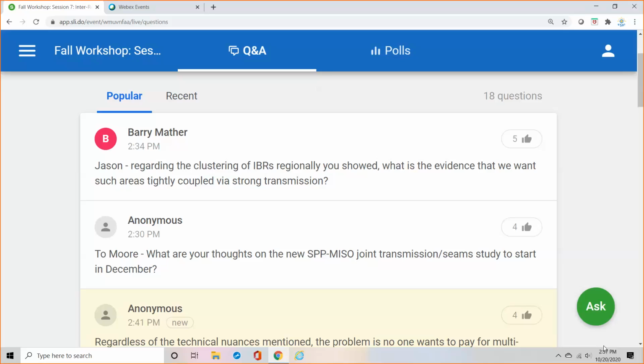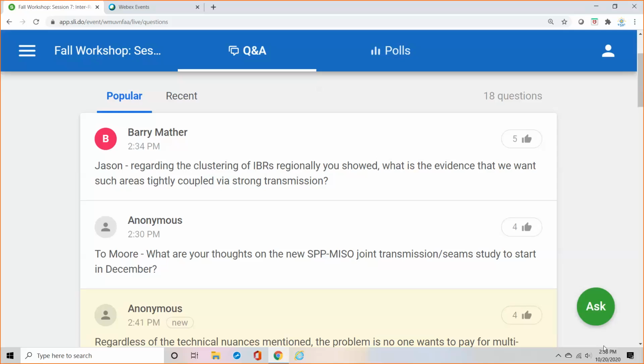Well, that's why I mentioned, and I think Bob also asked the question about participant funding as an alternative, along with a requirement for paying for more portfolio benefits. I think cost allocation has become so siloed into reliability, economic, and public policy-driven projects that nothing really adds up.